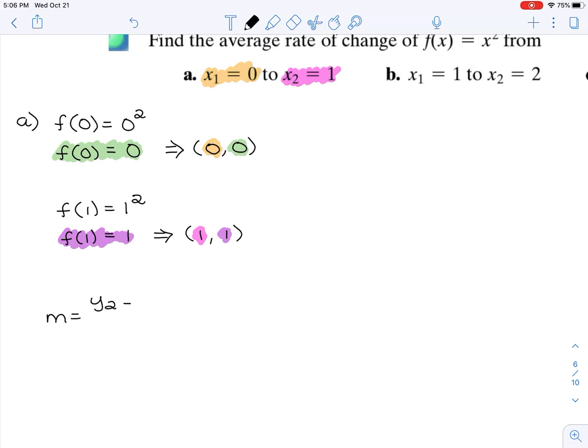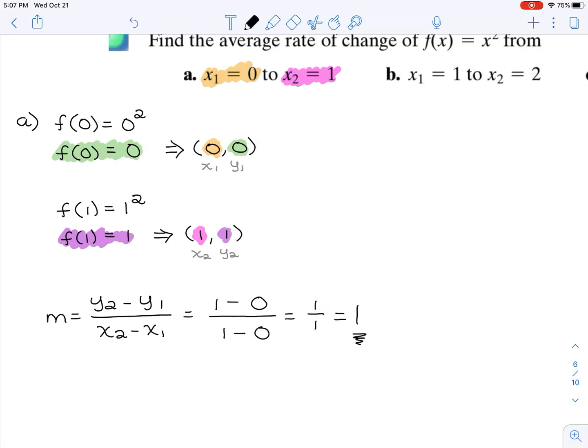m equals y2 minus y1 over x2 minus x1. And like always, I label my points x1, y1, x2, y2. So I end up with 1 minus 0 over 1 minus 0. And again, if it's easier for you to cross it out, please do so. This gives me 1 over 1, which reduces to just 1. So my slope is 1.